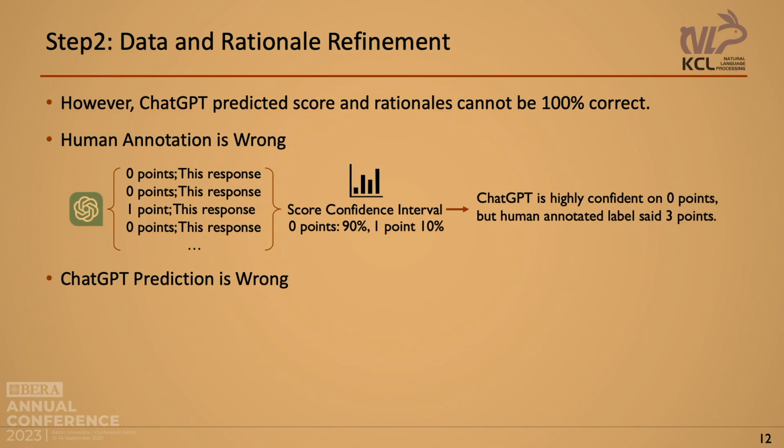As you can see here, when I ask the ChatGPT 10 times, the ChatGPT predicted like 90% on 0 points and 10% on 1 point. So we can see that the ChatGPT is highly confident on 0 points, but the human annotated label said 3 points in the dataset. If the ChatGPT is highly confident on a score with a quite large score difference with a labeled score, in this sense, the ChatGPT is likely to be correct. So we keep the predicted incorrect label here.